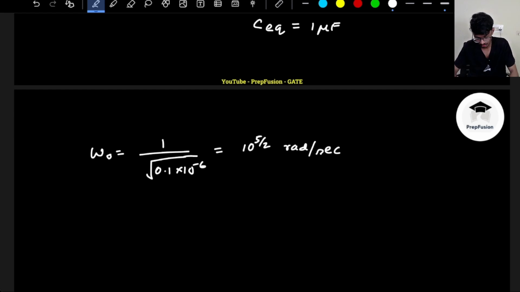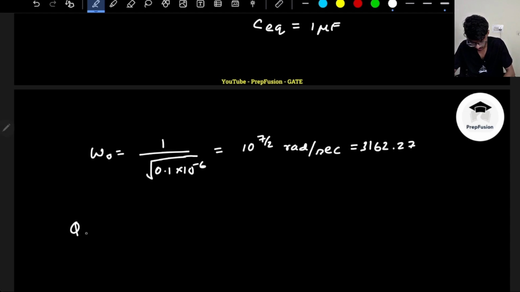If I calculate this value, it will be 10 raised to power 5 by 2, so this is 316 something like that, correct? Okay, sorry, this is for 10 raised to power minus 7, right? Why am I doing it that way? This will be 10 raised to power 7 by 2 actually, sorry, plus 7 by 2. So 10 raised to power 3.5, it will be 3162.27. This is your omega naught basically.